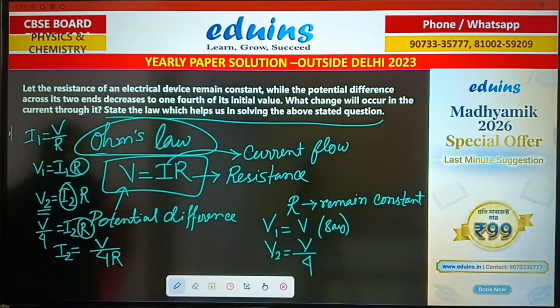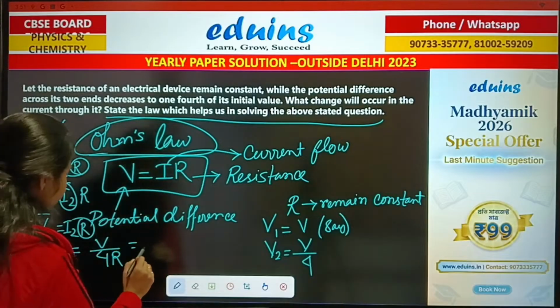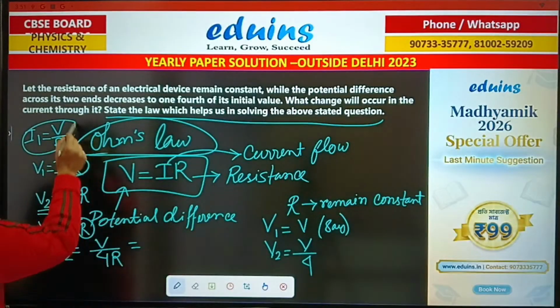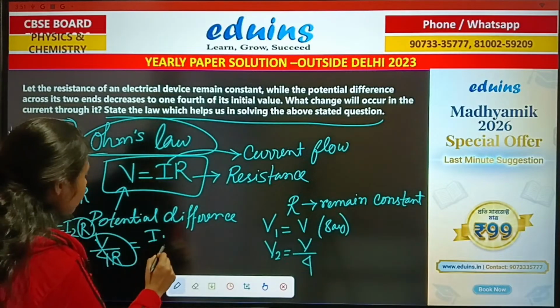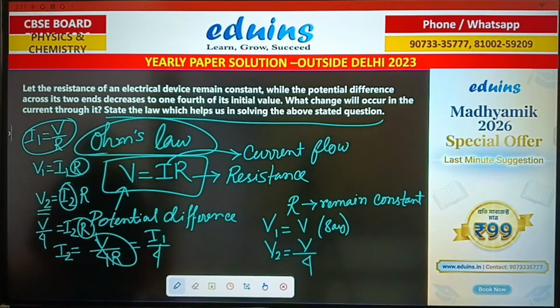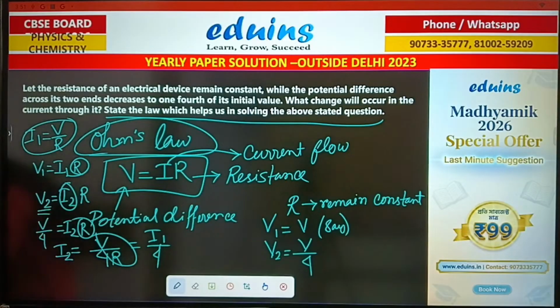So here we have to put the value of I1, that means V by R. So this is the I1, so I2 is I1 by 4. So the current will also be 1/4 of its initial value. You got the answer? Okay.